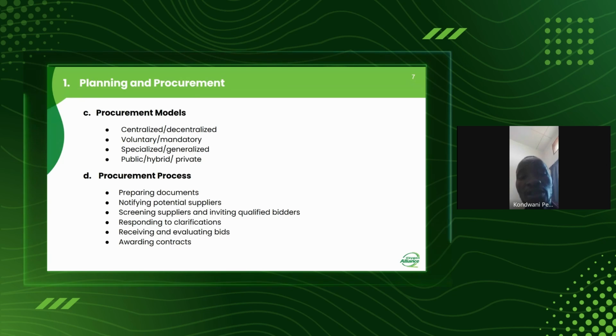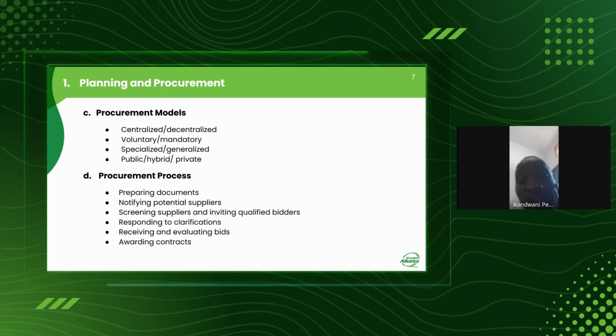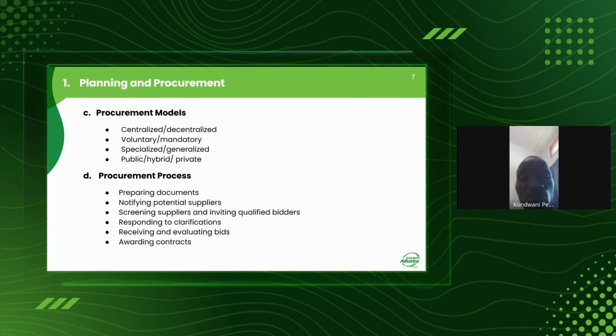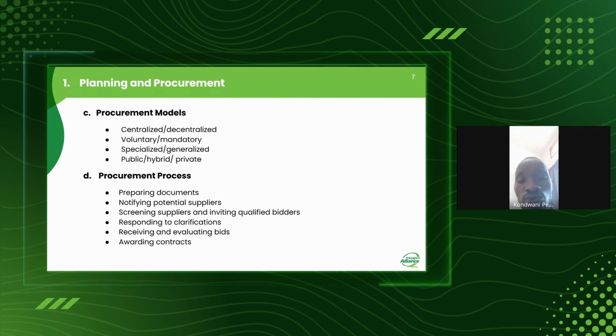In some steps, you need to prepare the document. Then you need to notify the potential suppliers. After you have notified the potential suppliers and they have shown an interest in supplying, you screen them to see whether they are capable of supplying what you want, and then you invite them to bid for the supply of an equipment.